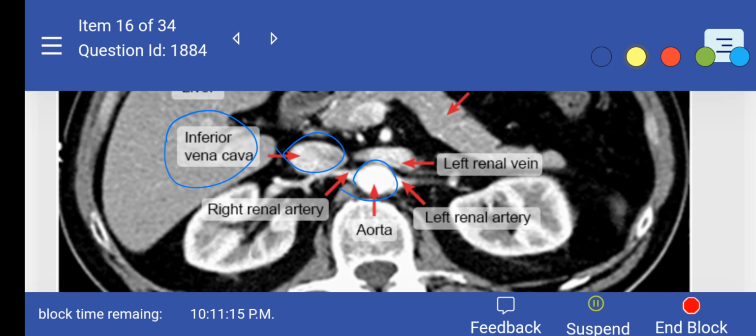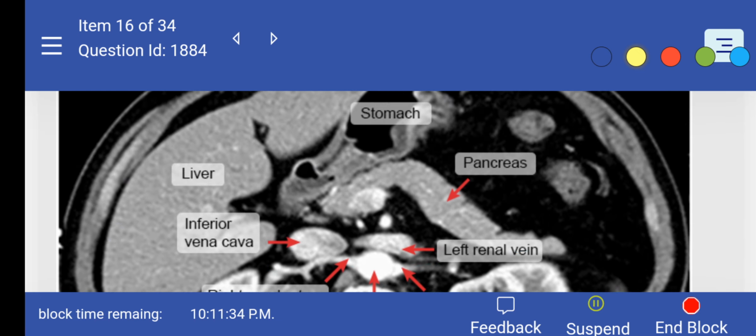This is the aorta, right? This is the left renal vein. This is the right renal vein. This is the right renal artery, right? This is the left kidney. This is the right kidney. And as I mentioned, this is the liver. With that we have the stomach. This one, right? And this one is the pancreas.